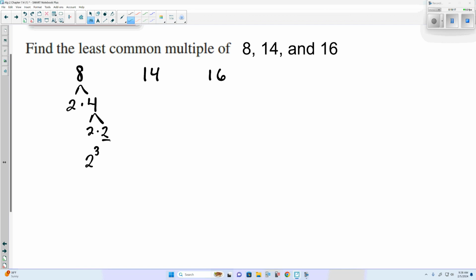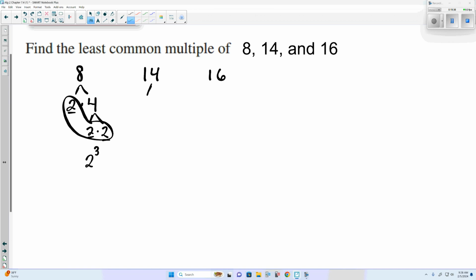Because we have 1, 2, 3 2s. Because we were only looking at the prime numbers and counting them up or grouping them together. Because 4 is not considered prime, it's our 2 squared. So we group those together. Does that make sense?